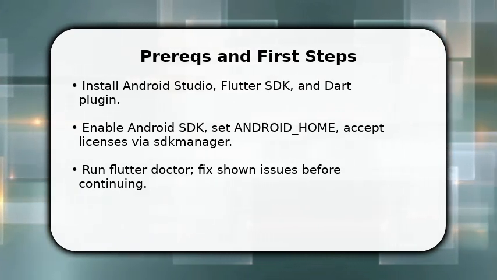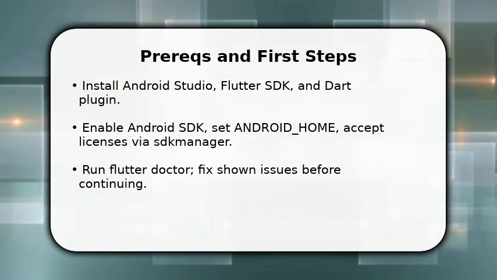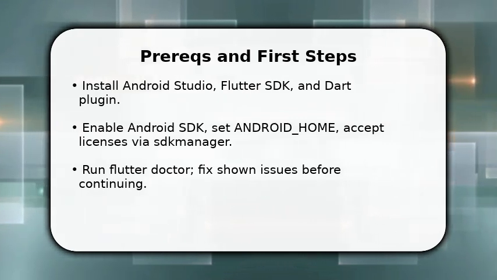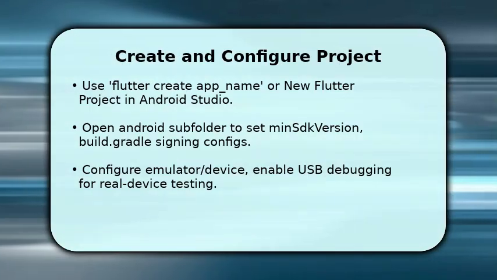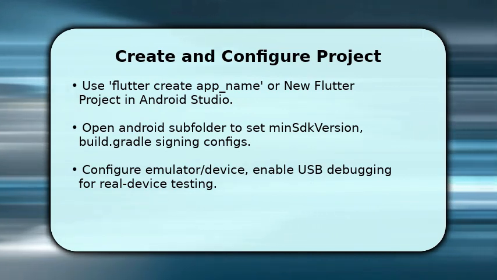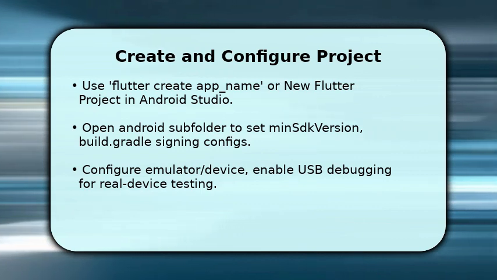Make sure to accept SDK licenses and restart Android Studio so the IDE picks up your new SDK paths and plugins. You now create and configure the project for development and testing. Use Flutter Create or Android Studio New Flutter Project, then open the Android module to edit build files. Adjust min SDK version and signing configs when preparing for release.